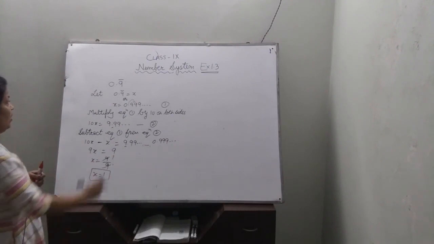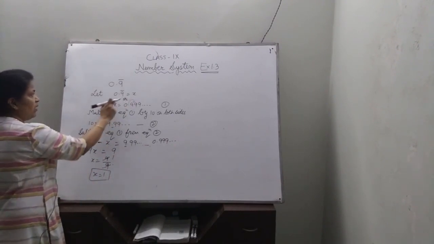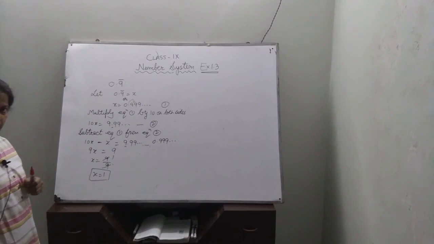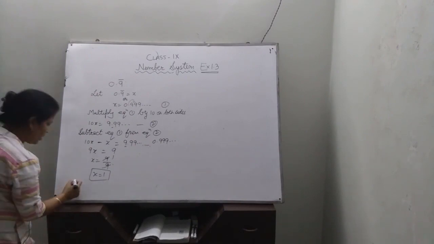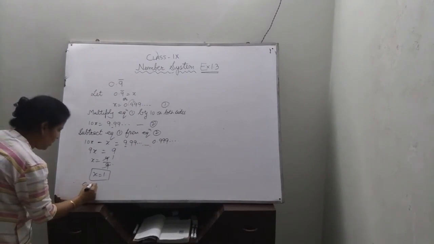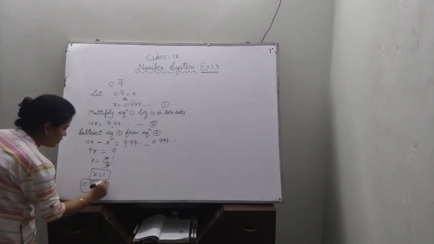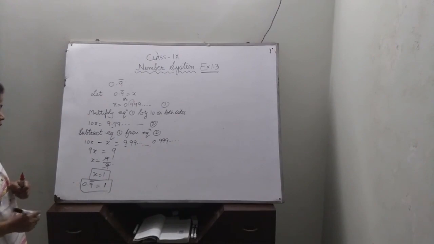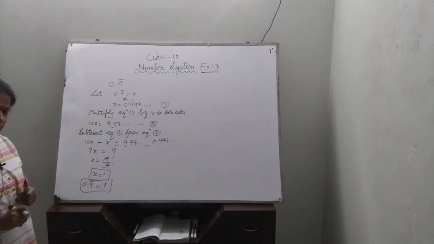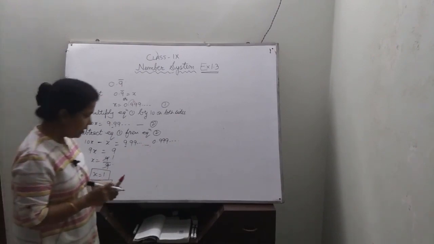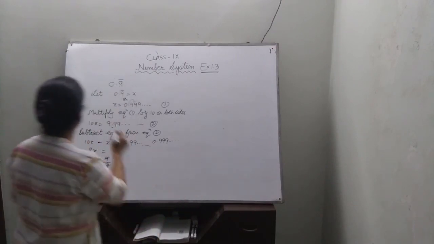So x we have assumed as 0.9 bar. Therefore, this 0.9 bar we can write as 1 also. So is it a rational number? Yes, 1 is also a rational number. Let's take one more example.